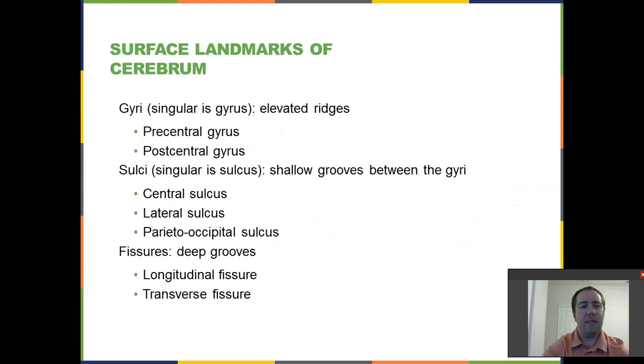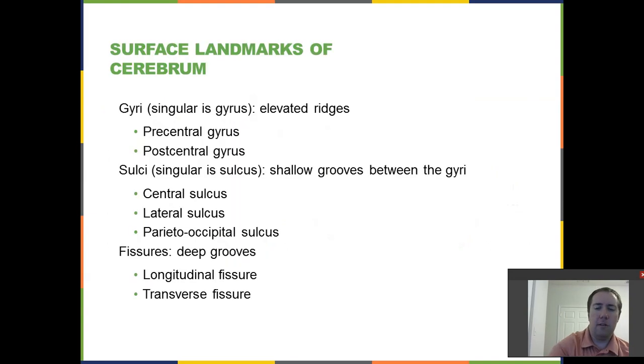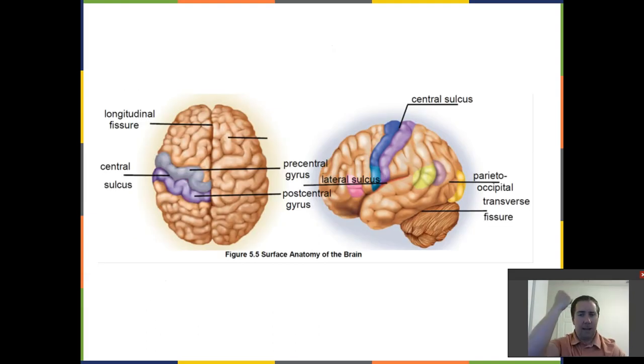For the sulci, we have the central sulcus. We also have the lateral sulcus, which is here, kind of between the frontal lobe and the temporal lobe. And we have the parieto-occipital sulcus, which is between the parietal lobe and the occipital lobe. For fissures, we have the longitudinal fissure and the transverse fissure. The longitudinal fissure, we said, separated the hemispheres of the brain. The transverse fissure is going to separate the cerebrum from the cerebellum, which is the little baby brain in the back here that we haven't talked about yet, but we will.